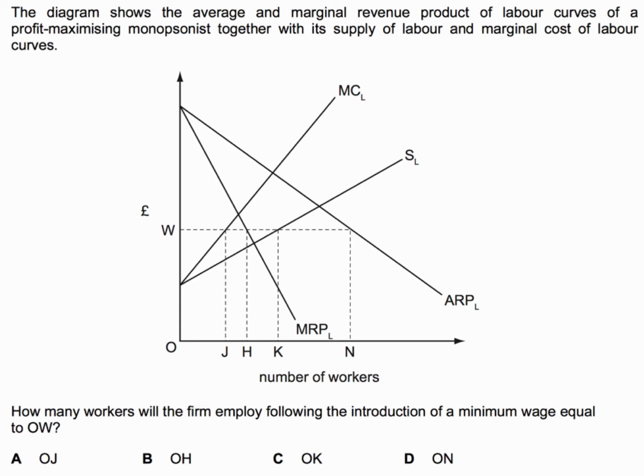Number 2 is tricky, and it's to do with monopsony. The diagram shows the average and marginal revenue product of labour curves of a profit maximising monopsonist, together with the supply of labour, SL, and the marginal cost of labour curves. And there's our tricky diagram. How many workers will the firm employ following the introduction of a minimum wage equal to OW, a pay floor of OW? Have a go, press the pause button. When you're ready, come back to me and I'll have the right answer for you.